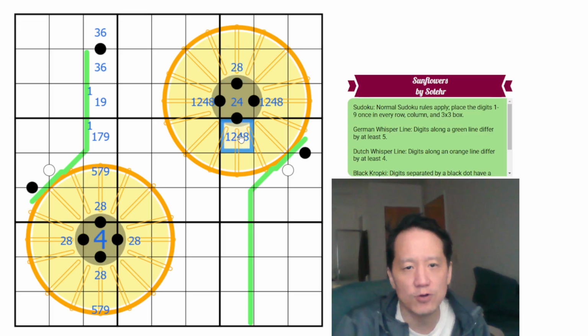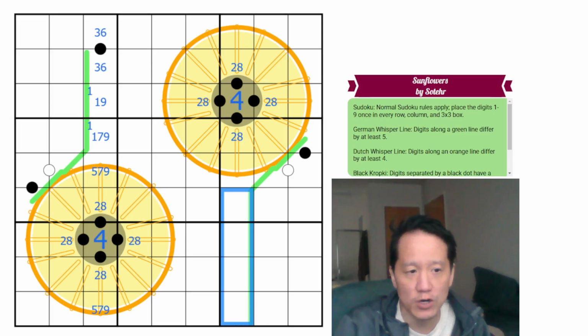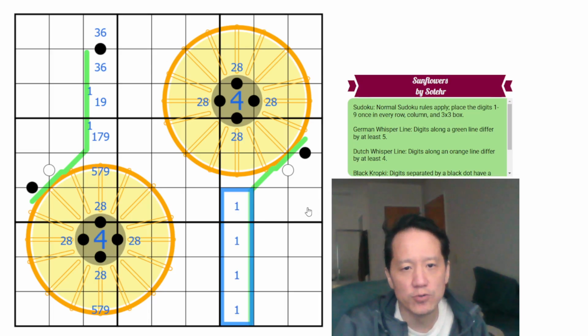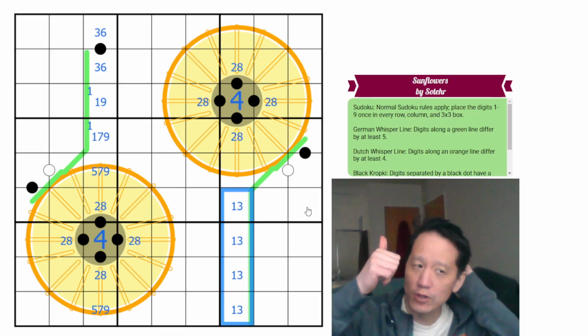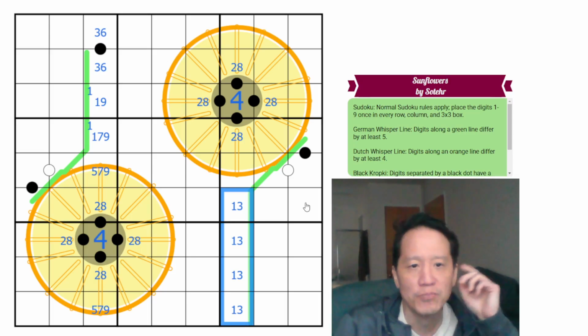So this cannot be 1 or 4. This can't be 1 or 4. These can't be 1 or 4. Therefore, this is a 4. And the low digits here have to be 1 and 3, but we don't know where they are, right? Because those are the only two low digits left, right? We've eliminated 2 and 4 here.